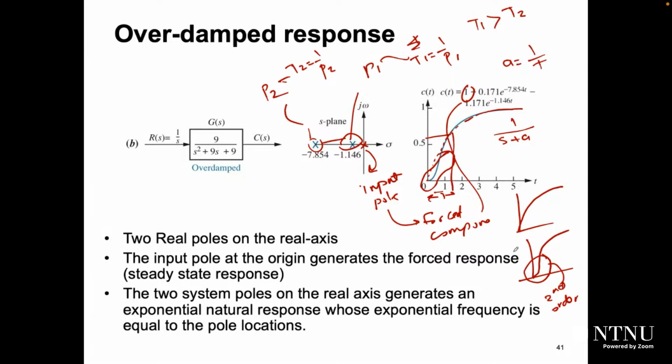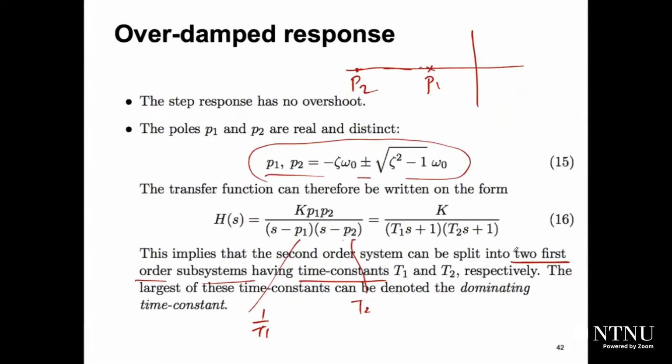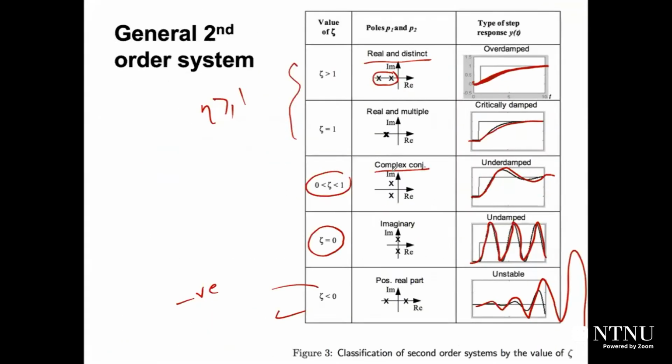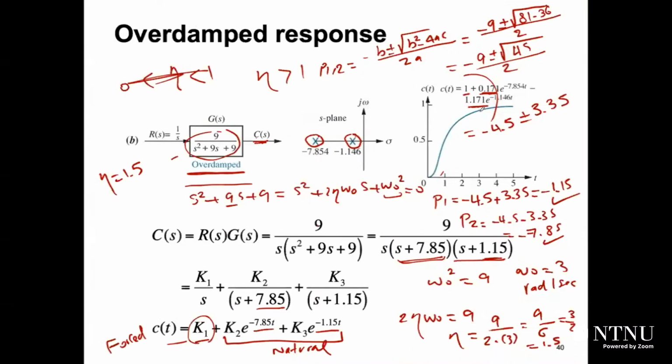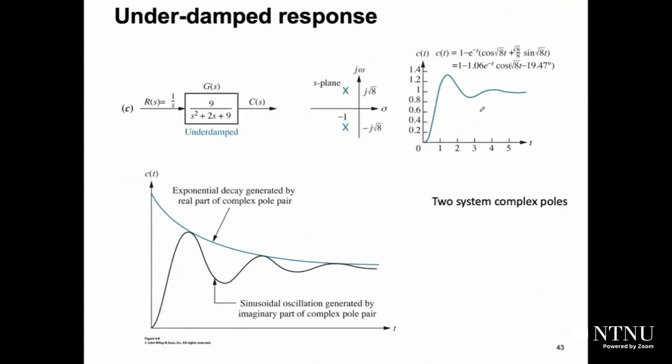If those two poles are real and repeated, what will be the response? It will be critically damped, like this one. So it's overdamped here. When zeta is greater than 1, because in our case it's 1.5, it will be overdamped. When it's equal to 1, the poles will be real, multiple, repeated. In this case it will be critically damped, which also looks like a first order system. So now we have finished overdamped.